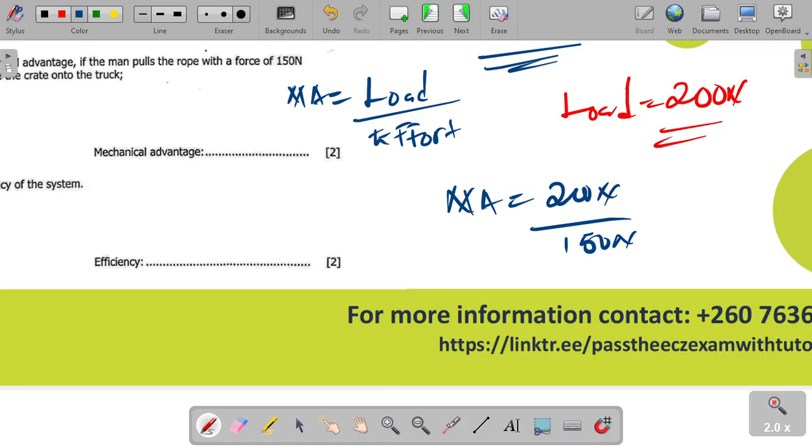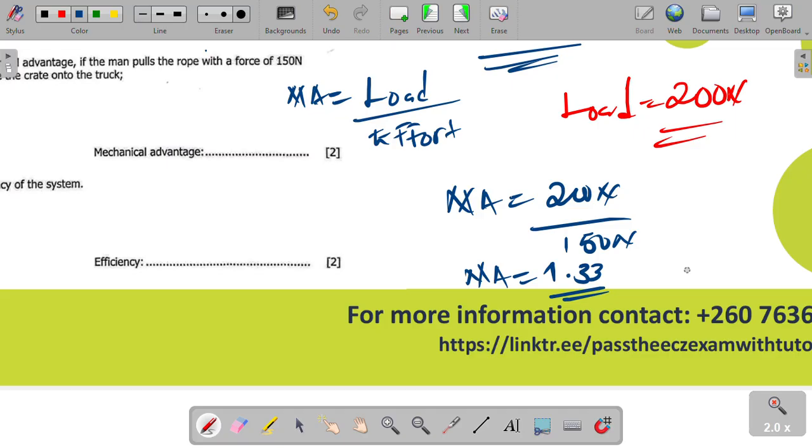When we punch the calculator, 150 into 200, our answer would be mechanical advantage is equal to 1.33. Okay, so that's our mechanical advantage.